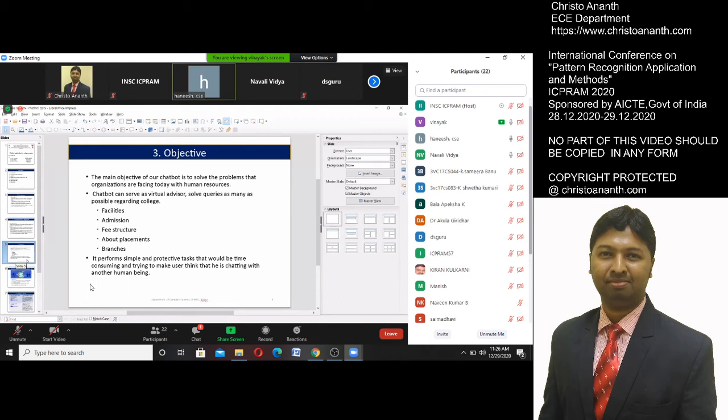Okay, next comes objectives. The main objective of our chatbot is to solve the problems that organizations are facing today with human resources.